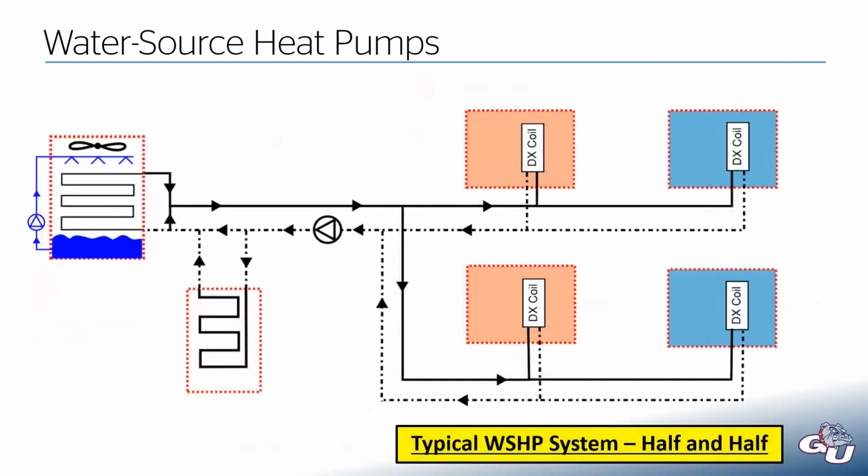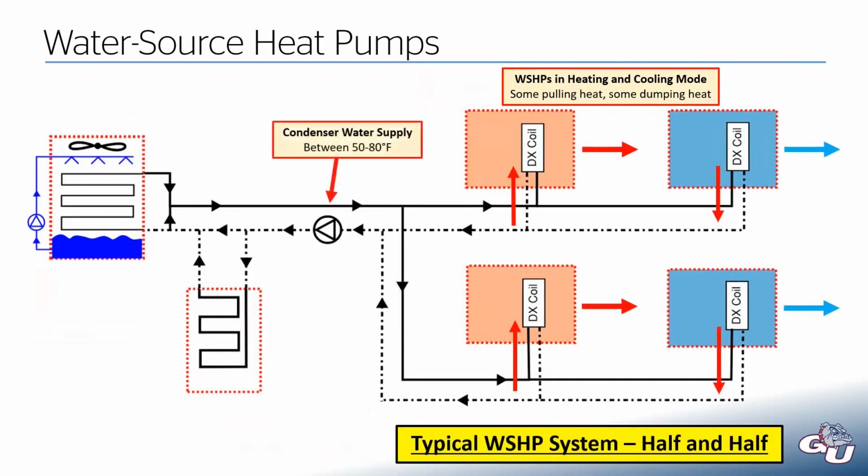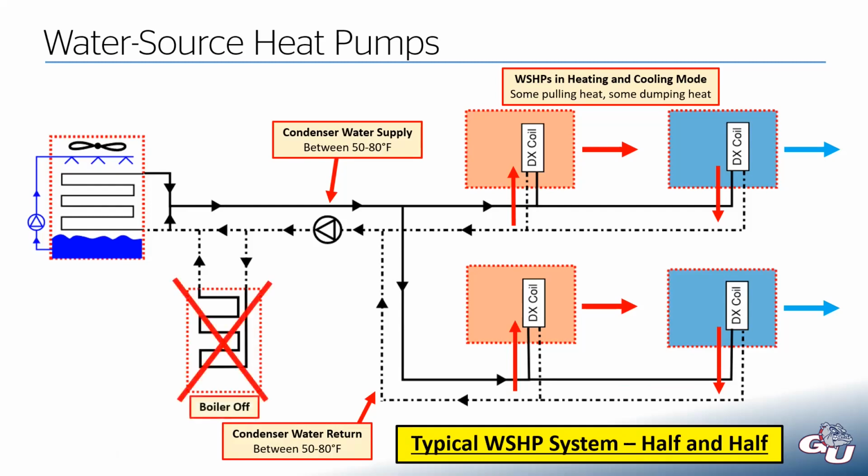And then if we have a nice balance of some of these are in heating mode and they're pulling heat out, some are in cooling mode, they're putting heat back in, we end up with this nice balance where both our supply and our return are somewhere in that 50 to 80 degree range. That's the sweet spot, which means our boiler's off, our cooling tower's off, and we're just trading energy around the building.